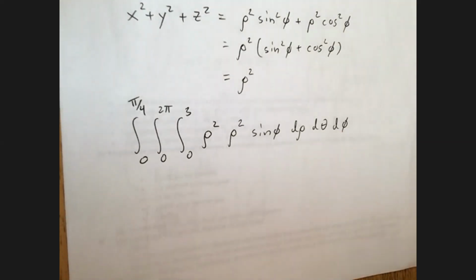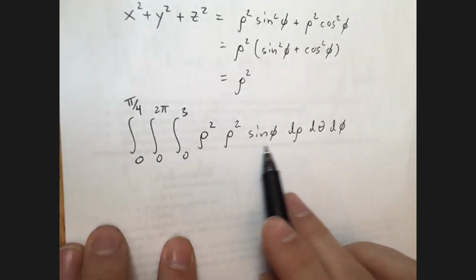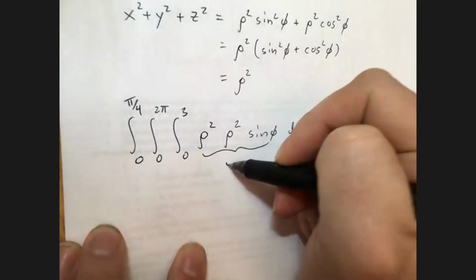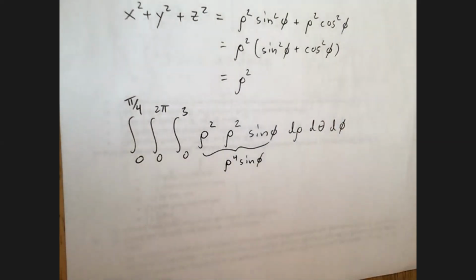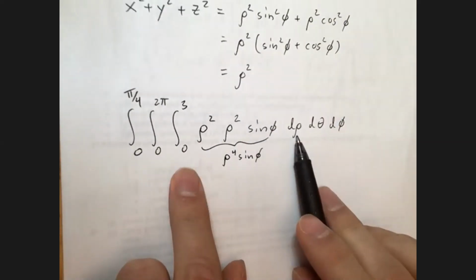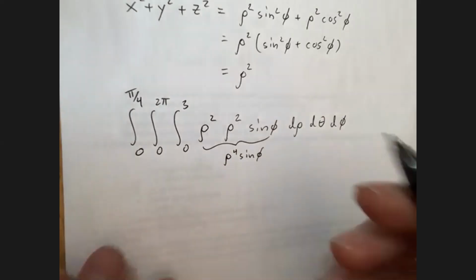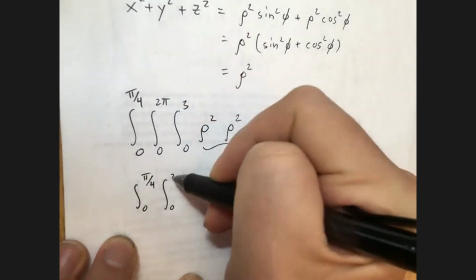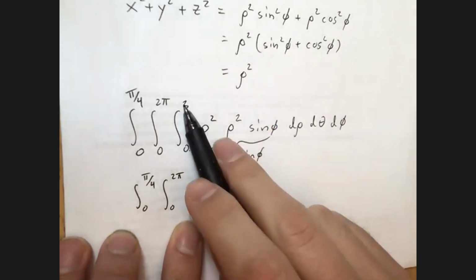So there we have it. We can simplify the integrand here, so really we're just doing this integral. This thing is just rho to the 4th sine phi. So when I anti-differentiate with respect to rho, I get 1/5 rho to the 5 sine phi. And then I'm going to evaluate that from 0 to 3.